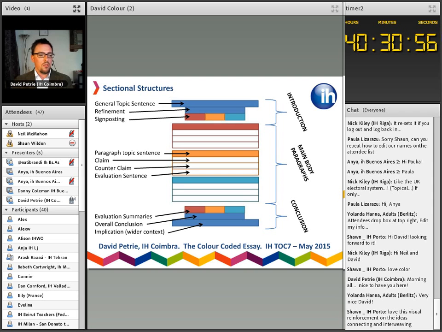Okay. Then when you move down into the conclusion, you basically restate the evaluation summaries. And you use these evaluation sentences that you've got from the paragraphs to lead the reader to your conclusion, which is the second sentence of the conclusion, where you state your answer to the question, and then you link that back out with implications to a wider context. So basically, what does your conclusion mean? Why is your conclusion important?